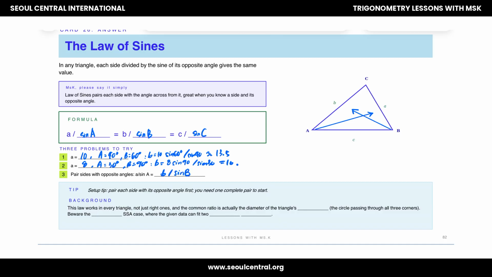Problem 3. Pair sides with opposite angles. Small a over sine of big A equals small b over sine of big B. One tip is to pair each side with its opposite angle first. Now you'll need one complete pair to start.